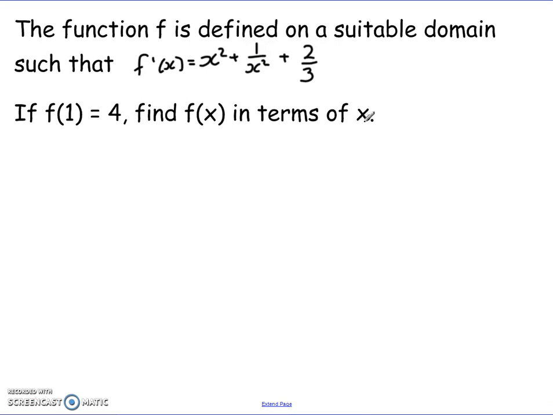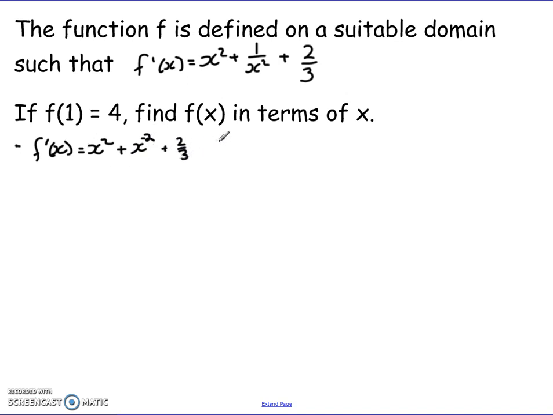Same sort of thing, except this time instead of y's and dy by dx's, it's using f of x and f dashed of x. Same steps though. First step, take our f dashed of x and make sure it's in an integratable form. Well, first term is x squared. That's fine. That's ready. Plus 1 over x squared, well, we have to write that in the form x to the n. Remember, if it's on the bottom, it comes up and it becomes x to the negative 2. We then have plus 2/3.